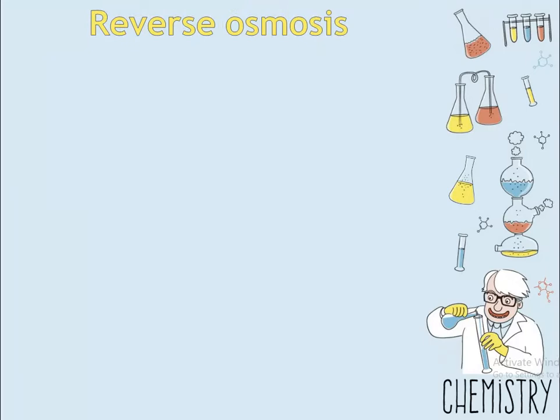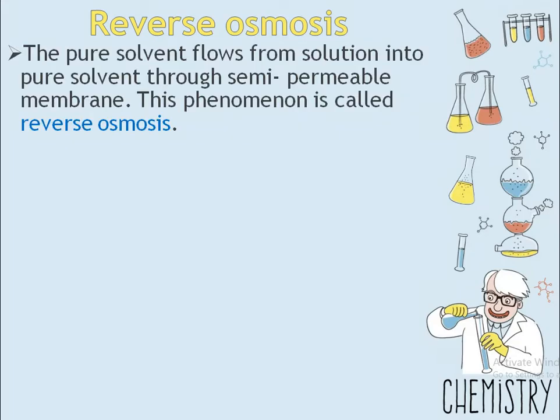Reverse osmosis. The direction of osmosis can be reversed if a pressure larger than the osmotic pressure is applied to the solution side. Now the pure solvent flows out from the solution through a semi-permeable membrane. This is called reverse osmosis. It means the solvent flows from the solution through the semi-permeable membrane into the pure solvent. This phenomenon is called reverse osmosis.